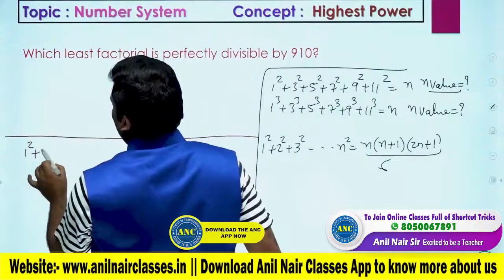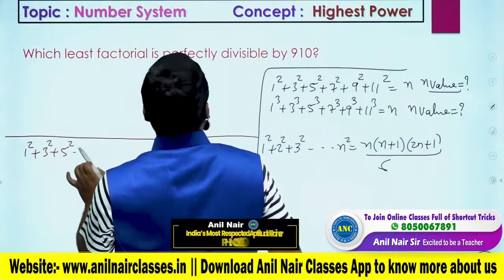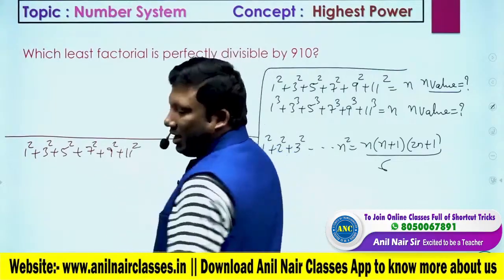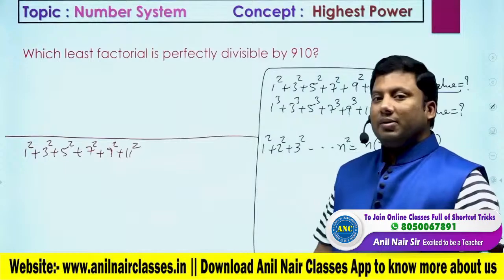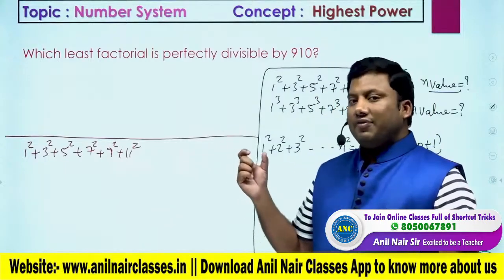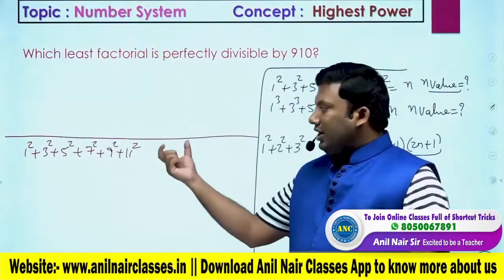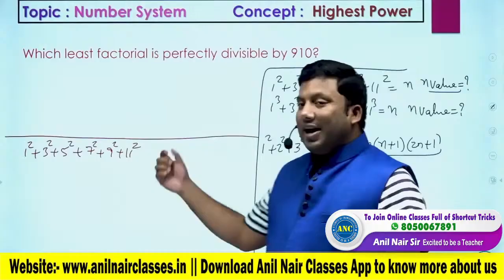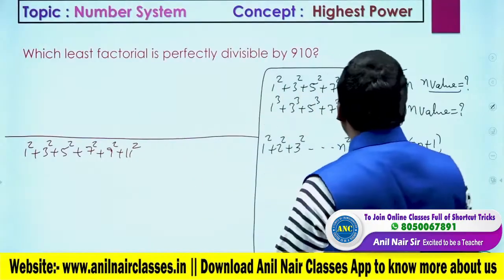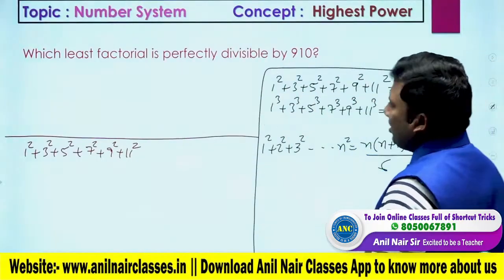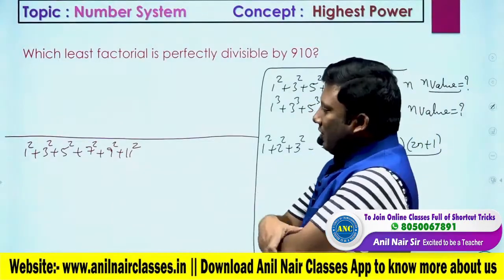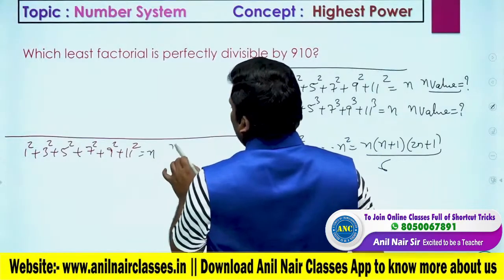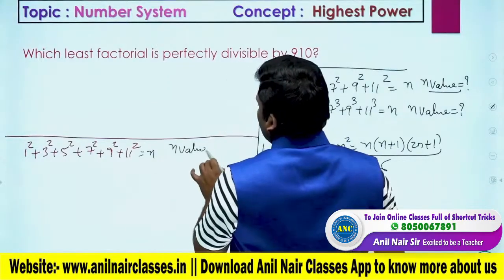Listen carefully. 1 square plus 3 square plus 5 square plus 7 square plus 9 square plus 11 square. It is not the questions which are important in my class. The way I solve each and every question, that is why the students purchase the course. The structure is extremely important. Anil Nair's way of solving. Now we want the answer, the n value. There are two ways to check this one.